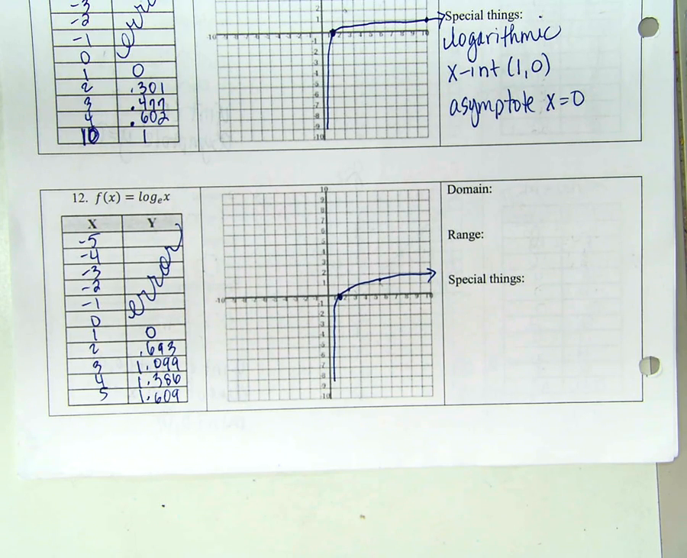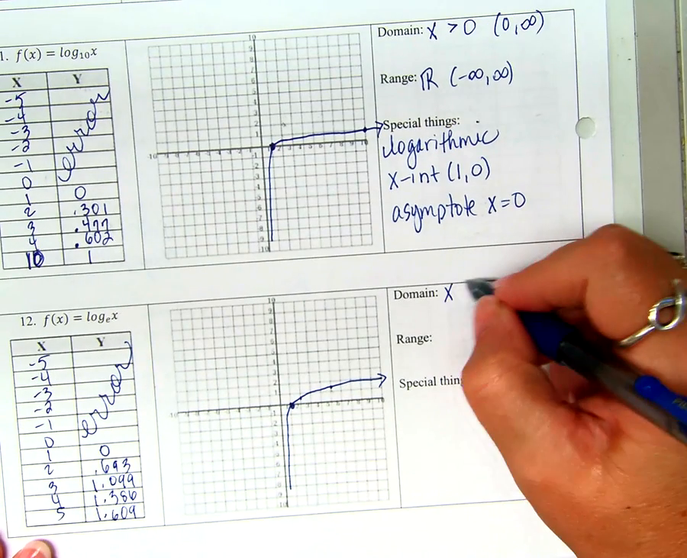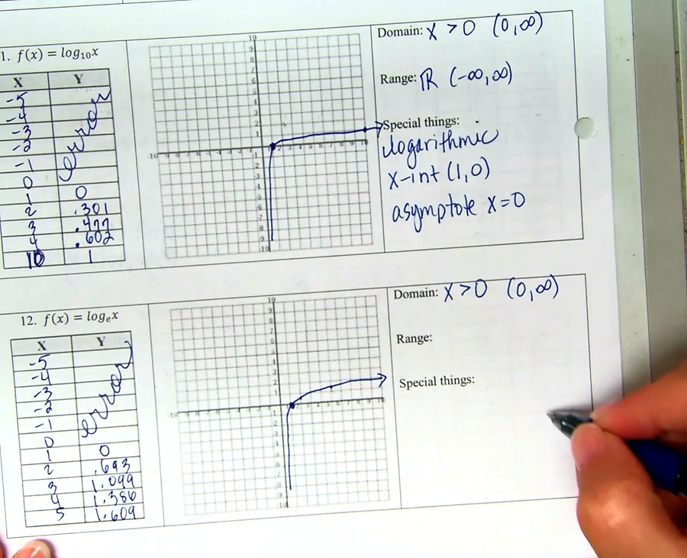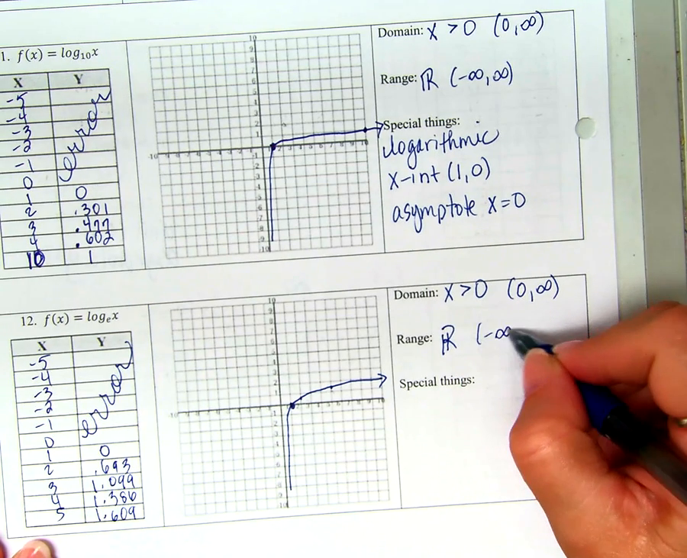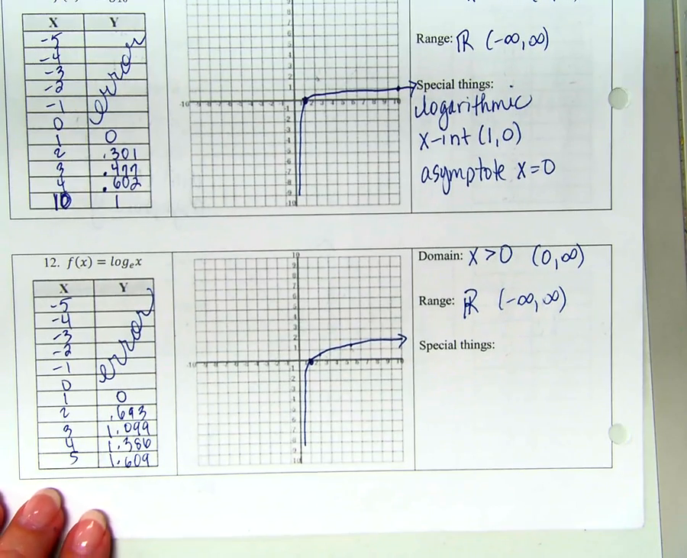Domain, range, same as before, right? X is greater than 0. So 0 to infinity. All reals, negative to positive. What's it called? Logarithmic.